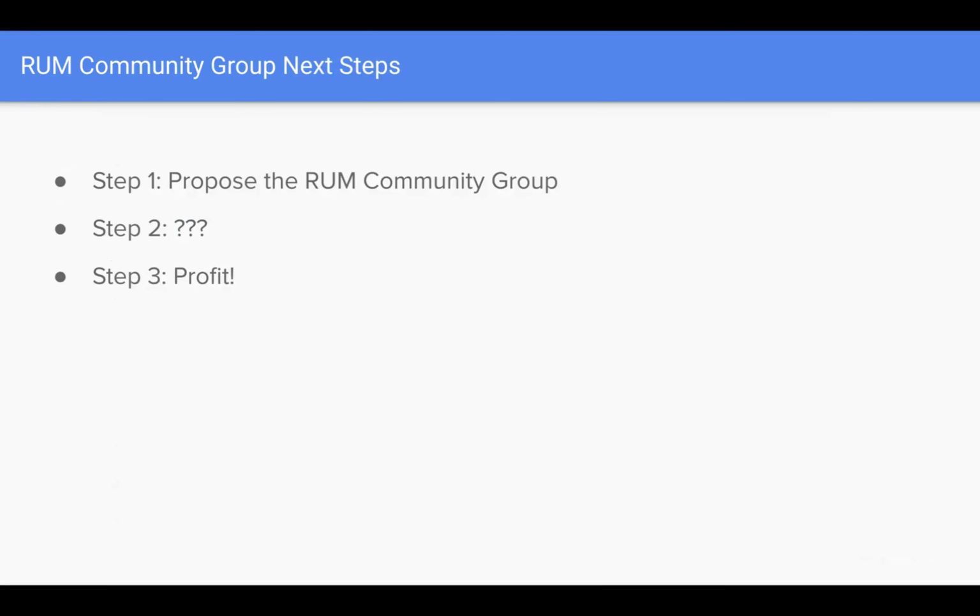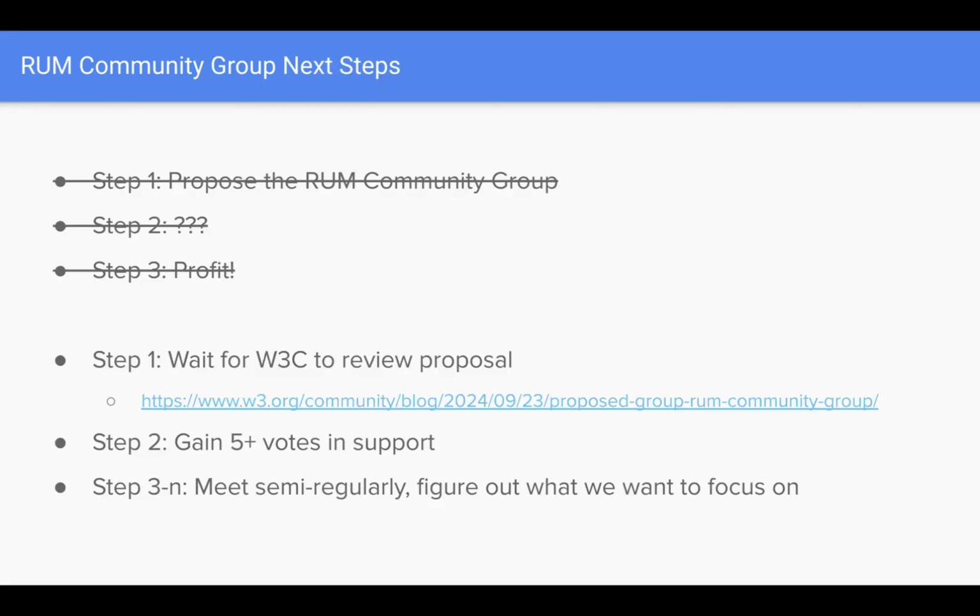So, trying to figure out what the next steps are: classic, propose a group, question mark, profit. Obviously that's not it. We need to wait for the W3C to review the proposal. I saw that it already made it to the blog. I think you can go there if you click on that link, and I don't know exactly how to get to that link, but if you click on there, you can vote it in support. We need 5 or more votes in support for it to be formalized. And then in the future we'd start meeting regularly-ish to talk, really. So I wanted to pitch that for anybody here that's interested, or if you have any teams or people that you think would be a good fit for that.